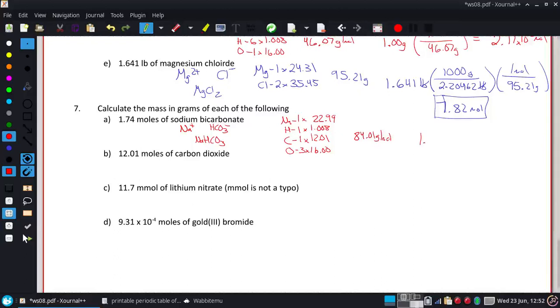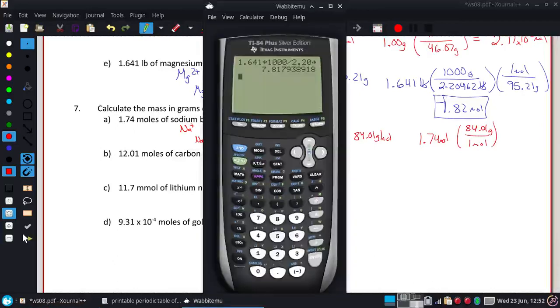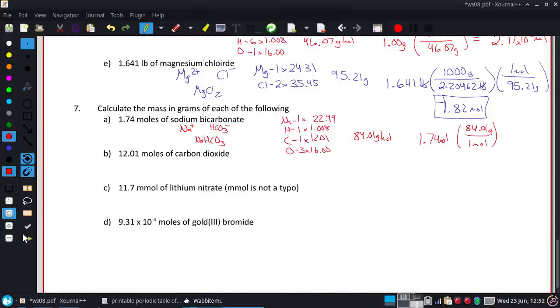Therefore, if we have 1.74 moles of this stuff, we could use the molecular weight as a conversion factor to see that we're going to multiply the 1.74 by 84.01. Oops, I got too many ones. 1.74 times 84.01. I get that that's a mere 146 grams.